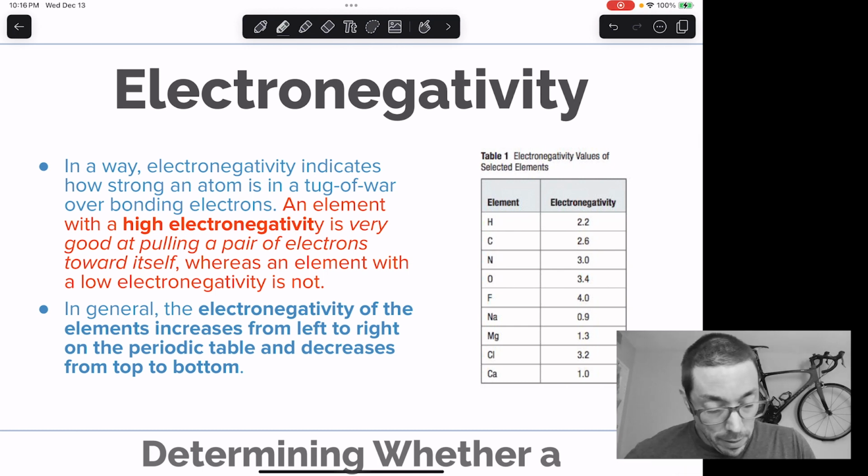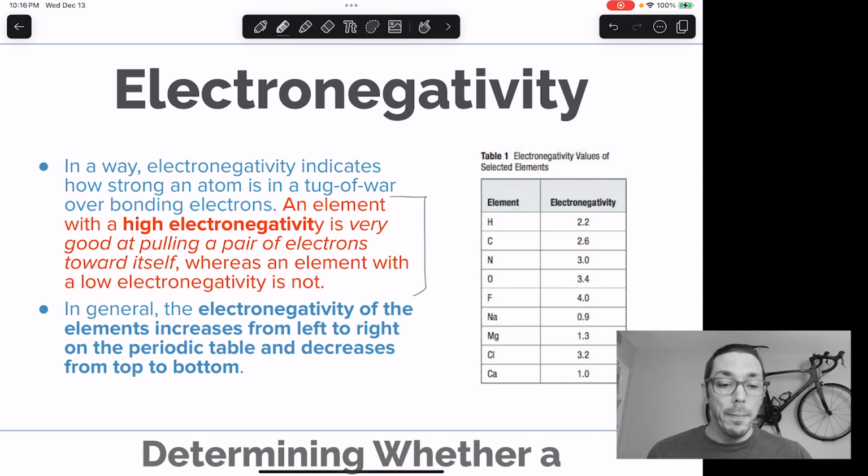Like we said already, elements that have high electronegativity values are really good at pulling the pair of electrons toward itself. And we know the trend of electronegativity goes up. So higher electronegativity at the top of the table and towards the right side of the table. And the most electronegative element on the periodic table is fluorine. It has a value of 4.0. So that's the maximum value for electronegativity out of all the elements.